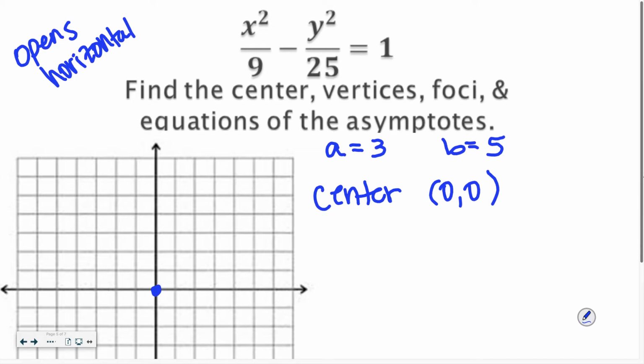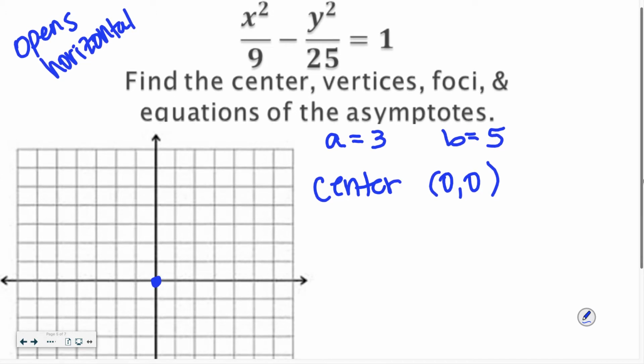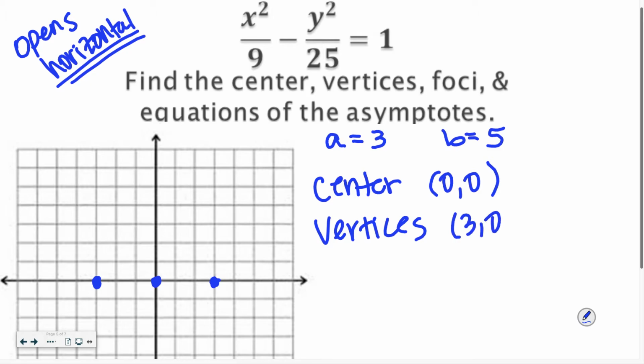Well, we know that a is 3, and we just determined we have a horizontal hyperbola, so I'm going to move 3 horizontally from our center and write down that our vertices are at 3, 0 and -3, 0.